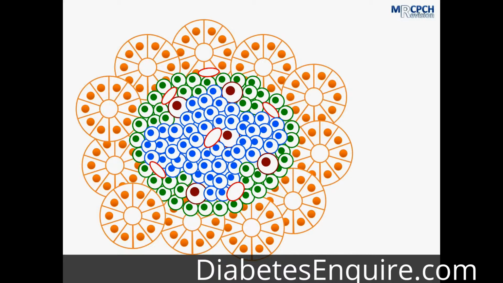So in this diagram on the outside in green we have the alpha cells, and these are responsible for producing and secreting glucagon. In the centre, the blue cells are the beta cells, and these are responsible for the production of insulin. And the brown cells are the delta cells, and these produce somatostatin.